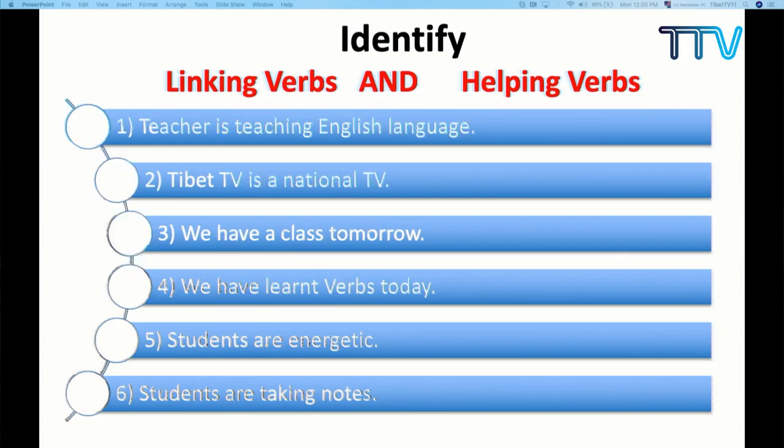Now, I want you to look at this and try to identify which one is a linking verb and which one is a helping verb. In the first and second sentences, I have used the verb is. Both of these sentences have is, so identify which one is linking and which one is helping. In sentences 3 and 4, I have used have. One have is a linking verb, the other have is a helping verb. In sentences 5 and 6, you will also see are. There are two are's here. You have to identify which one is a linking verb and which one is a helping verb. You got it?